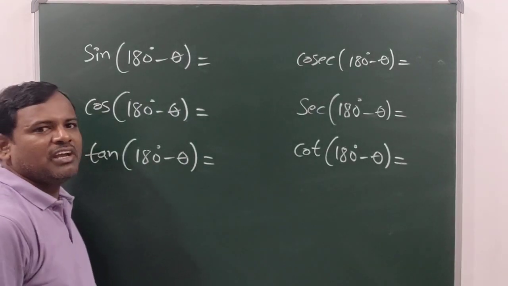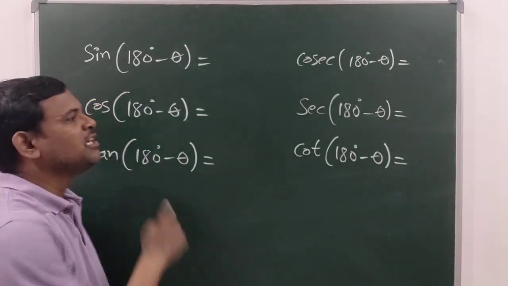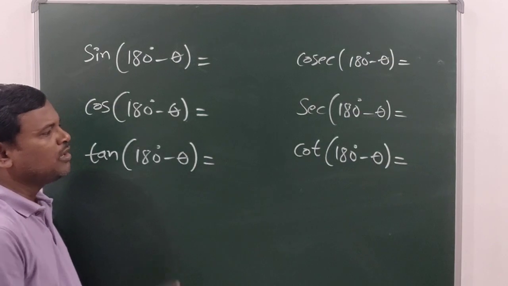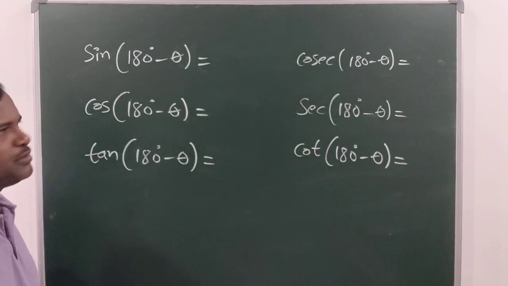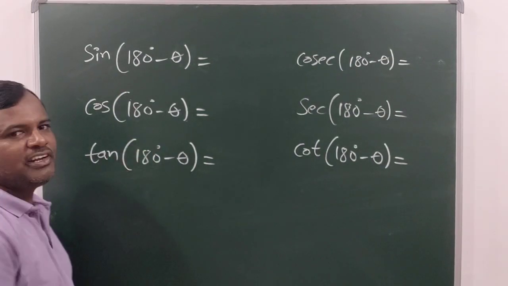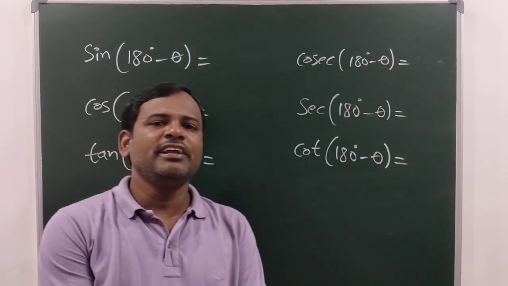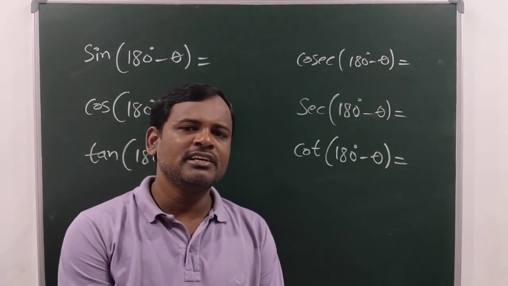Now, however we have answered the previous two cases, in the same manner you have to answer the 6 ratios. Now see the angle, 180 degrees is given. 180 is what kind of multiple of 90? Even or odd?